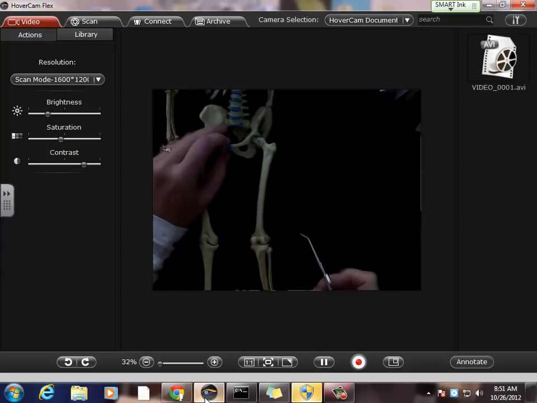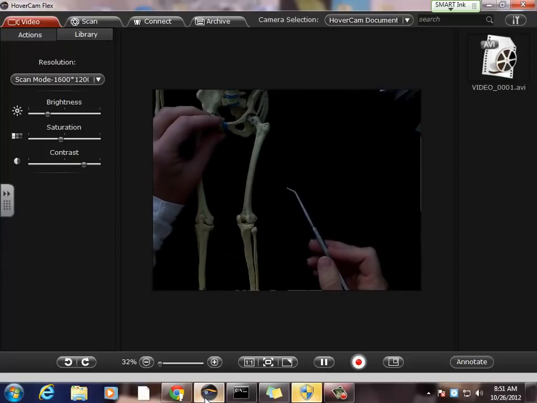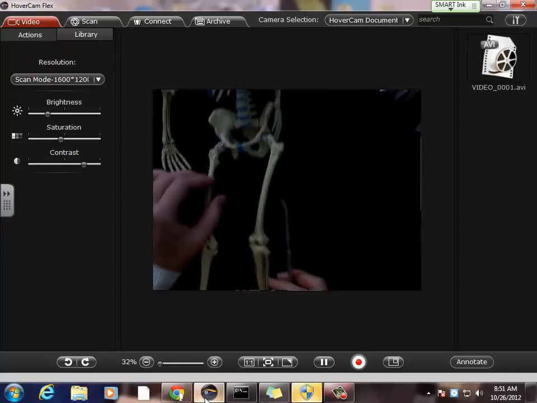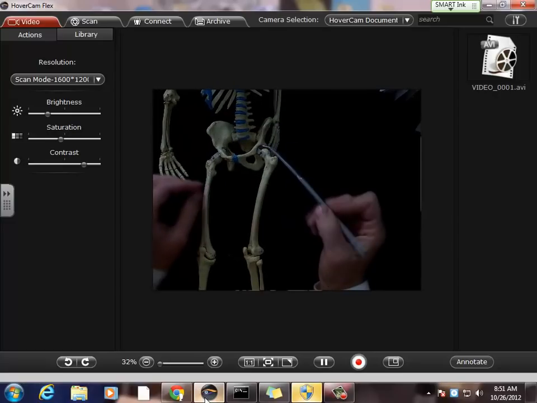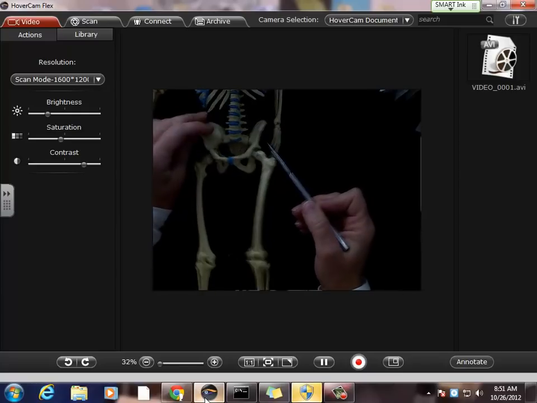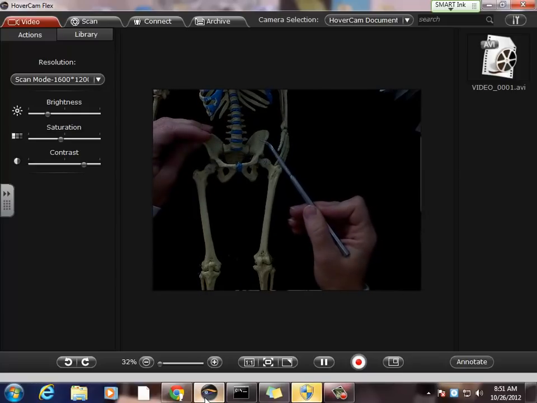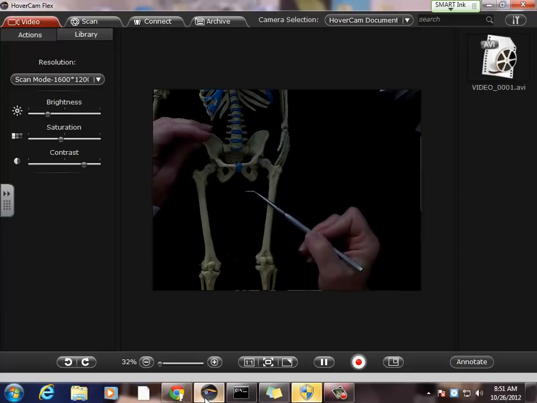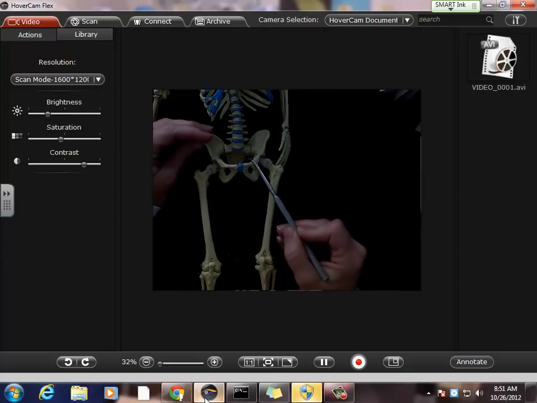Here, we can see the bones of the lower appendicular skeleton. Let's start with the coxal bones. The coxal bones are the bones of the pelvis. There are actually 3 bones here: the ilium, the ischium, and the pubic bone. Again, these bones are fused together.